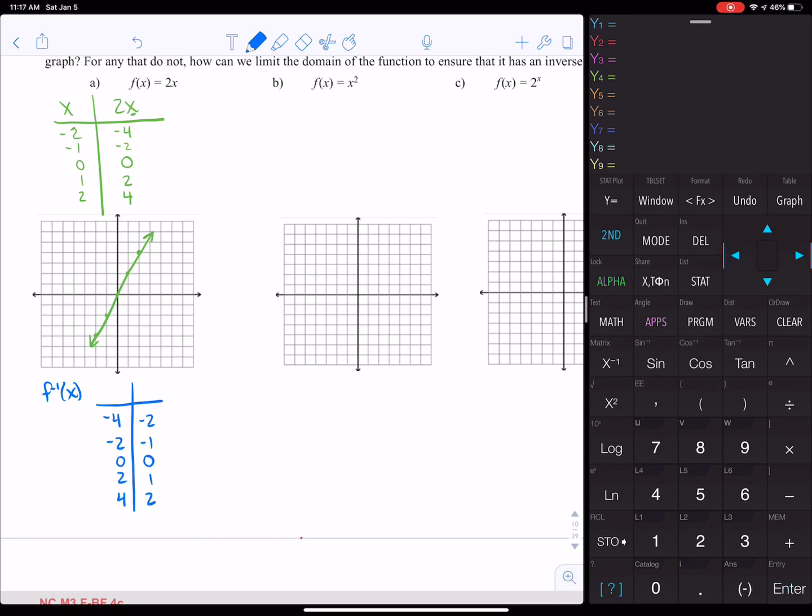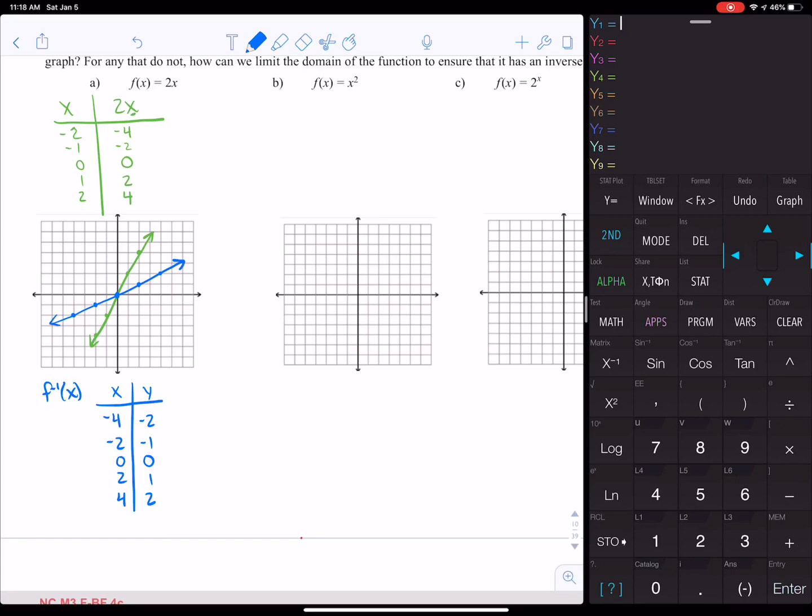So you literally take the x and the y and you switch them, and that's the inverse function's new x and y values. They're exactly the opposite. So we go to -4, -2, -2, -1, 0, 0, 2, 1, and 4, 2, and we sketch a line there.